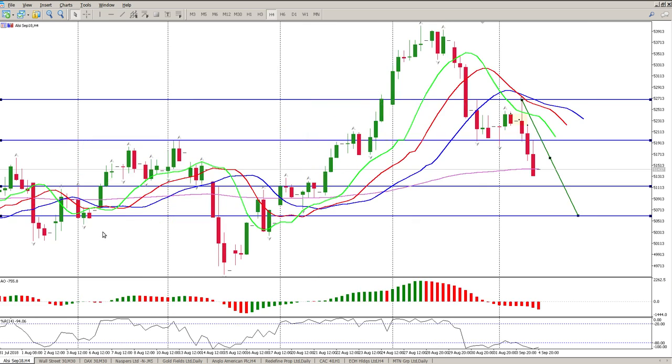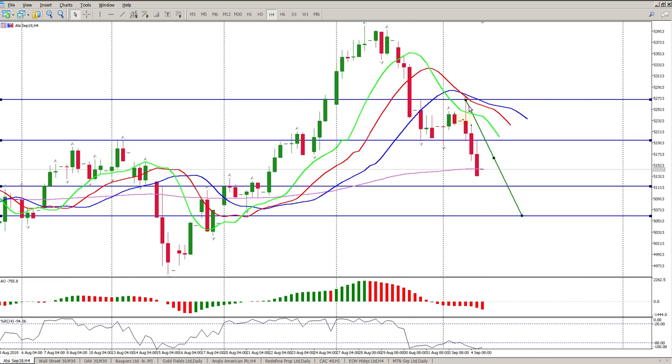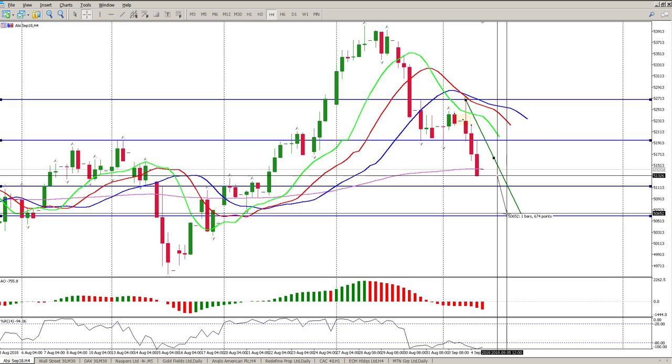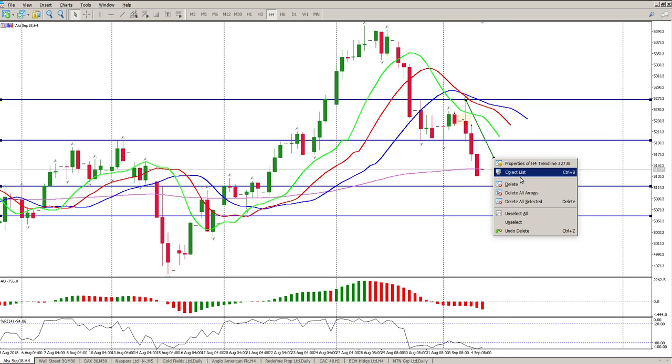So 5,600. If I look to the left, you'll see there is a lot of interaction at that 5,600 level. So that's kind of what I'm looking for. I suspect this measured move will play out, and ultimately we're going to hit 5,600. From where we are at the moment, that's still 700 points away. So there should be another 600 to 700 point trade this morning.